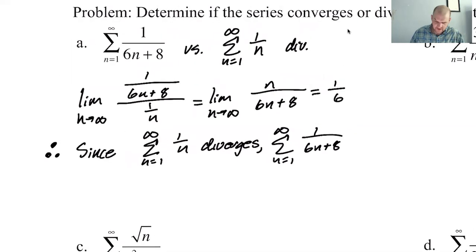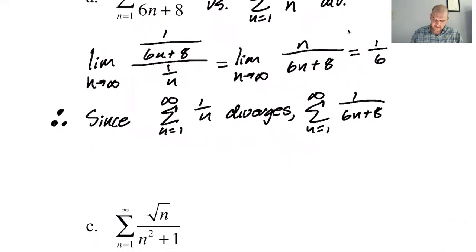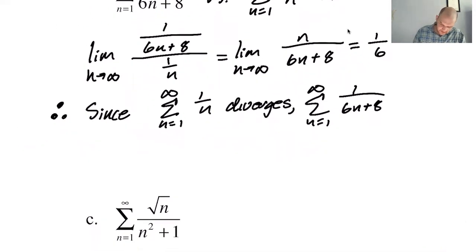I mean, it's so much easier. We didn't have to worry about, say you tried to do the direct comparison test, you'd probably also try to compare it to 1 over n. The problem is that 6n plus 8 is bigger than n, which means the reciprocal is smaller. So now it's smaller than a divergent series. The direct comparison doesn't work. The limit comparison allows you to avoid that issue. So I guess I should say by limit comparison test.